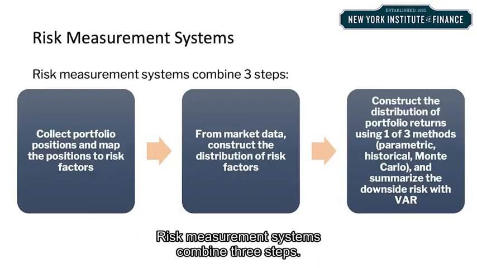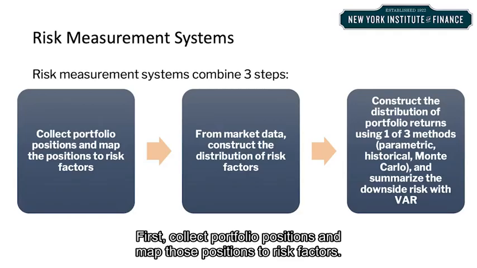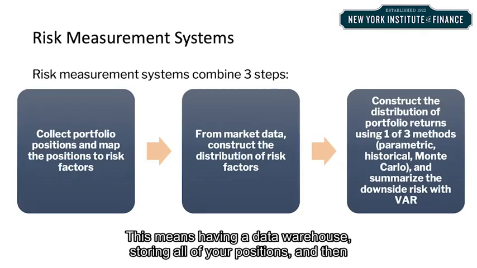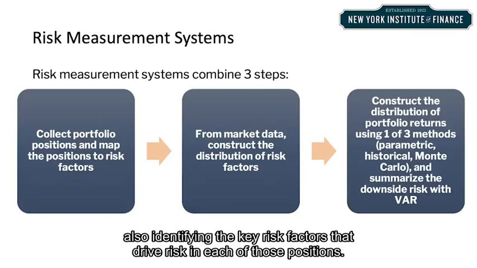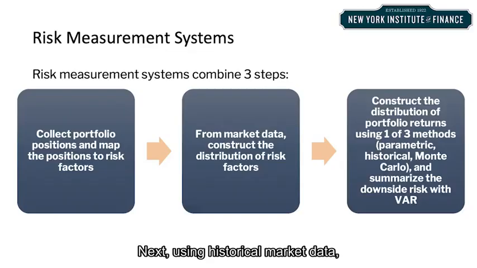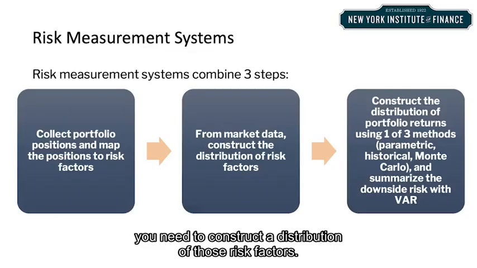Risk measurement systems combine 3 steps. First, collect portfolio positions and map those positions to risk factors. This means having a data warehouse storing all of your positions and then also identifying the key risk factors that drive risk in each of those positions. Next, using historical market data, you need to construct a distribution of those risk factors.